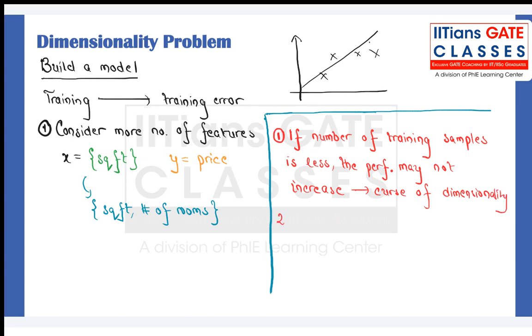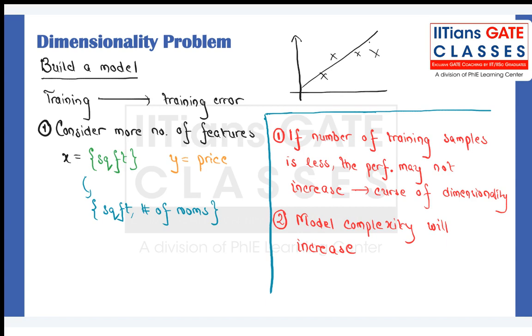The second problem that can occur when you consider more features is that the complexity of the model will also increase, because now you have to do more calculations. That is also a pain. For example, take k nearest neighbors: given a point x test, you want to find its nearest neighbor, and you do a summation across each dimension. If you increase the dimension, you have to do more summations, more calculations of the distance metric. So sometimes your performance may not increase, which is the curse of dimensionality problem, or the model complexity increases.